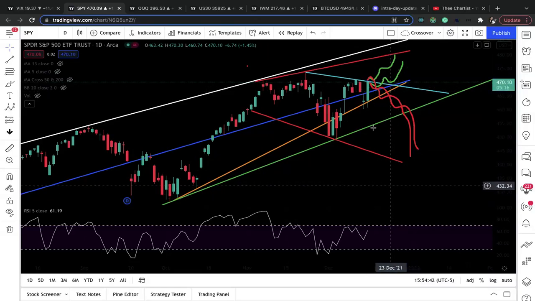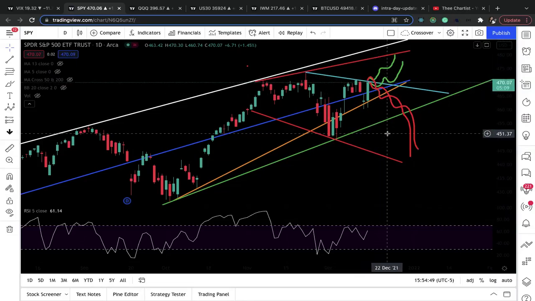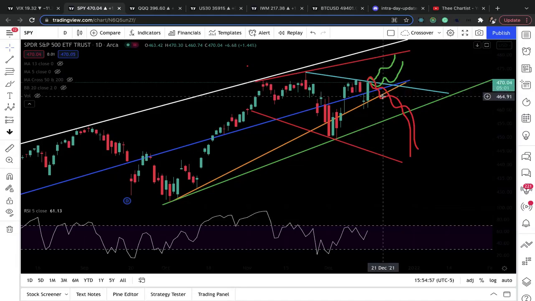But pretty much, if it breaks out above 470.4 and then it breaks back below, that's a false breakout. A false breakout is very bearish, okay? And of course, watch that 466.5 to 467 level. If it breaks below that, that's very bearish.